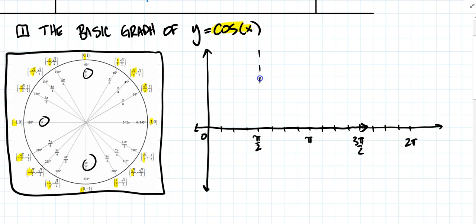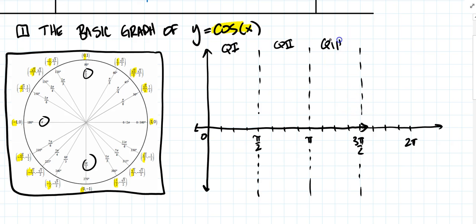So I really want you to understand that all the information between 0 and pi over 2 is everything in quadrant 1. All this information between pi over 2 and pi is everything in quadrant 2. All the information in between pi and 3 pi over 2 is quadrant number 3. And then finally over here, this is quadrant number 4. I want to make sure that you understand that all we're doing is unraveling the unit circle in a linear fashion.